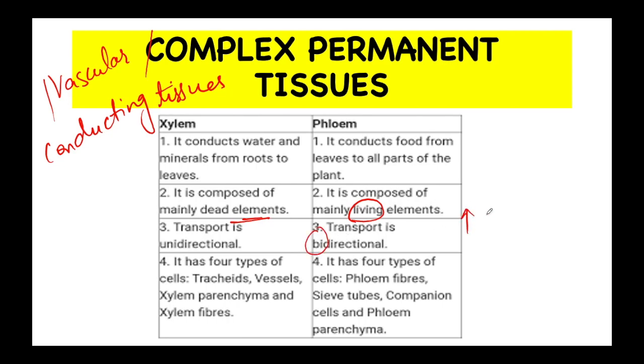Both upward and downward. Xylem is divided into four main components: tracheids, vessels, xylem parenchyma, xylem fibers. We will discuss the structure and function of all these four types later. Phloem has four types of cells or elements: phloem fibers, sieve tubes, companion cells, and phloem parenchyma. Their structure and functions also we are going to discuss later.